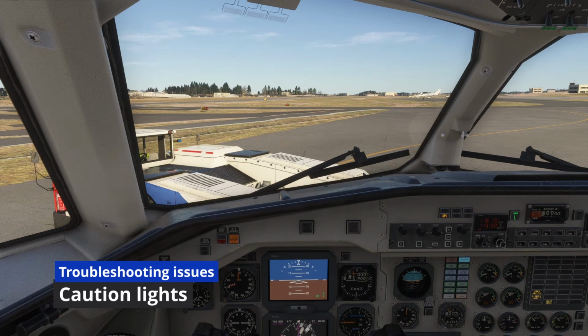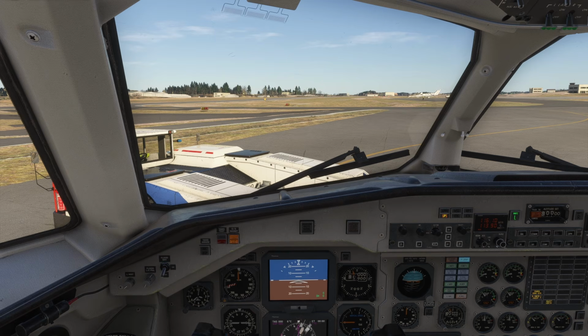The Saab 340 doesn't have an ICAS screen to tell you what's wrong in plain English. You have to be a detective. Let's break down the big 3 failures that will actually happen to you in the sim.